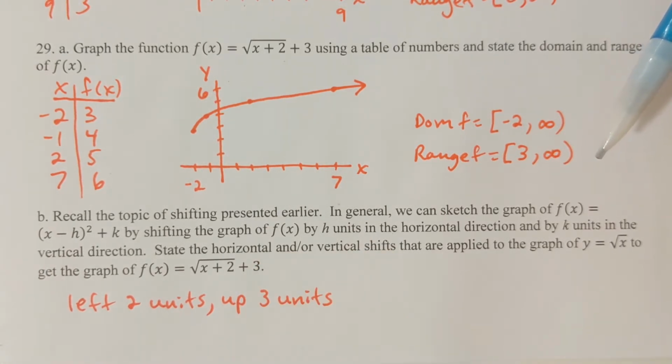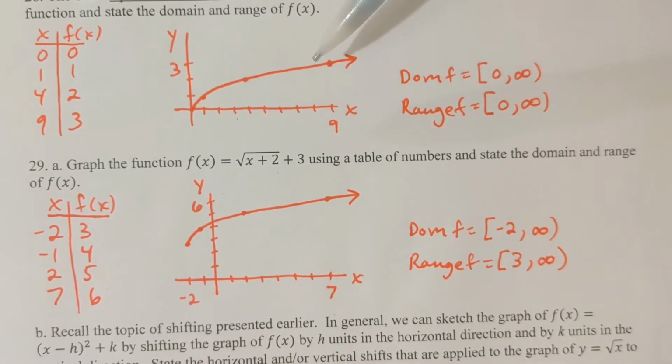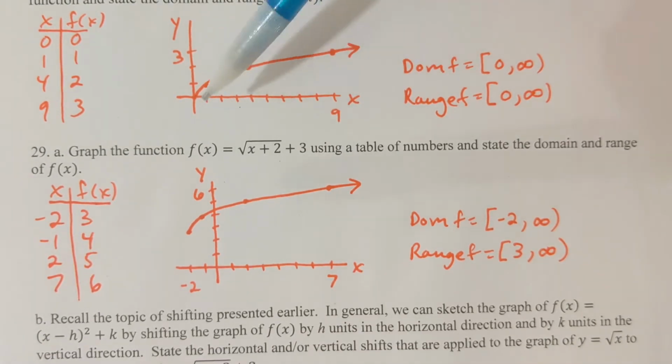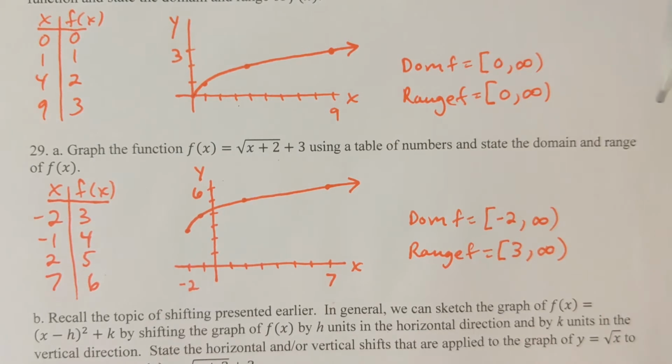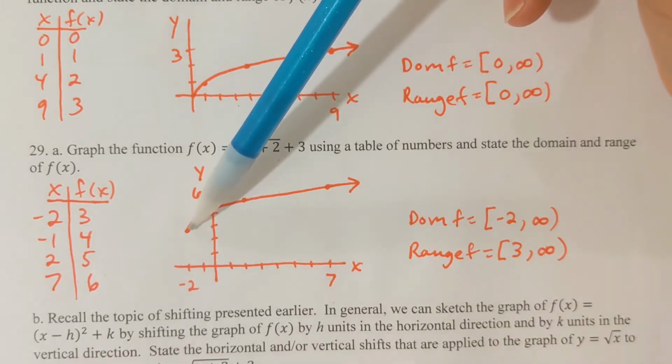Problem 29, we're going to graph the function f of x equals the square root of x plus 2, plus 3, using a table of numbers and then state the domain and range. Okay, so I've got my table set up here. Now, the shape of this graph is going to be very similar to what we saw up here, half of a parabola. Of course, I can't have a complete parabola facing towards the left or the right, because otherwise it would fail the vertical line test and not be a function. So I should know right away that I'm going to be graphing something that's going to take on a similar shape here. If we let x be negative 2, that'll give us our start point here.